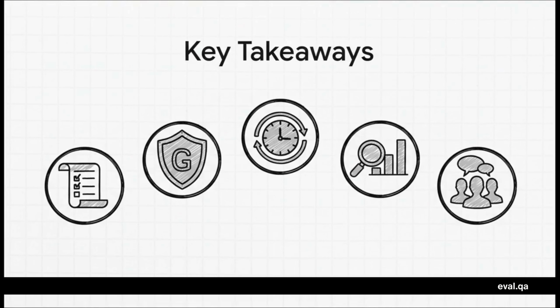So let's bring it all home. If you remember nothing else, remember this 5-point checklist. 1, always specify your 6-part plan before you start. 2, use guardrails as hard, non-negotiable rules. 3, run your tests long enough to get past the novelty effect. 4, do the power analysis to make sure your test isn't a waste of time. And 5, if you're using people, for goodness' sake, calibrate your raters.